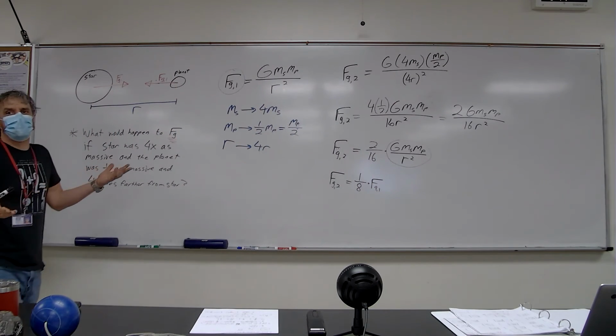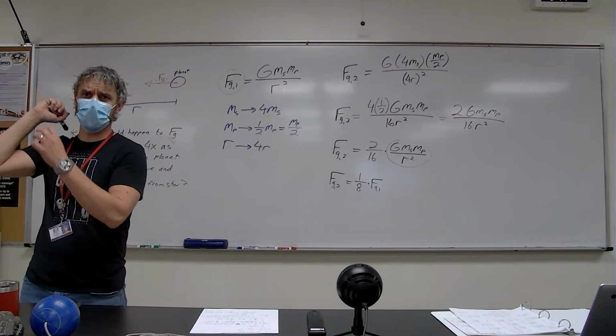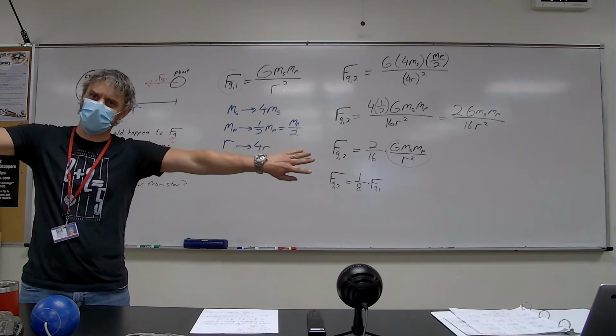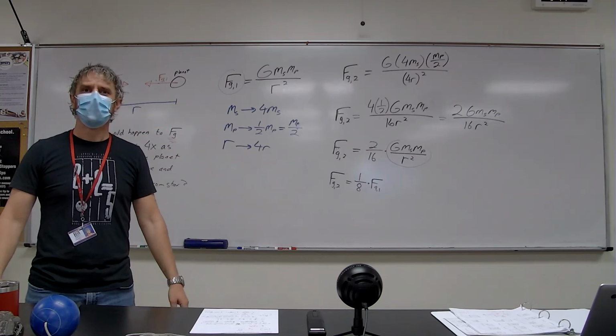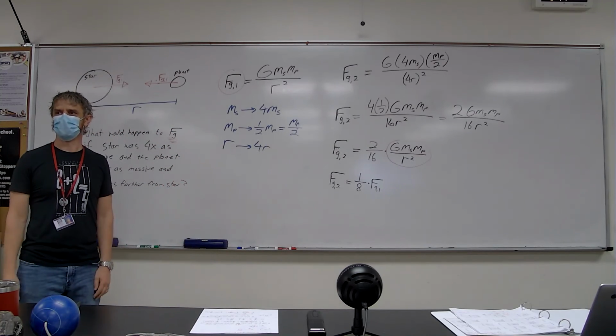So if I had a star and a planet that had a gravitational attraction between each other, and I made that star 4 times more massive, and I cut the mass of the planet in half, and I separated them by a distance 4 times greater, the gravitational force between them would in fact be 1/8 of the original force.